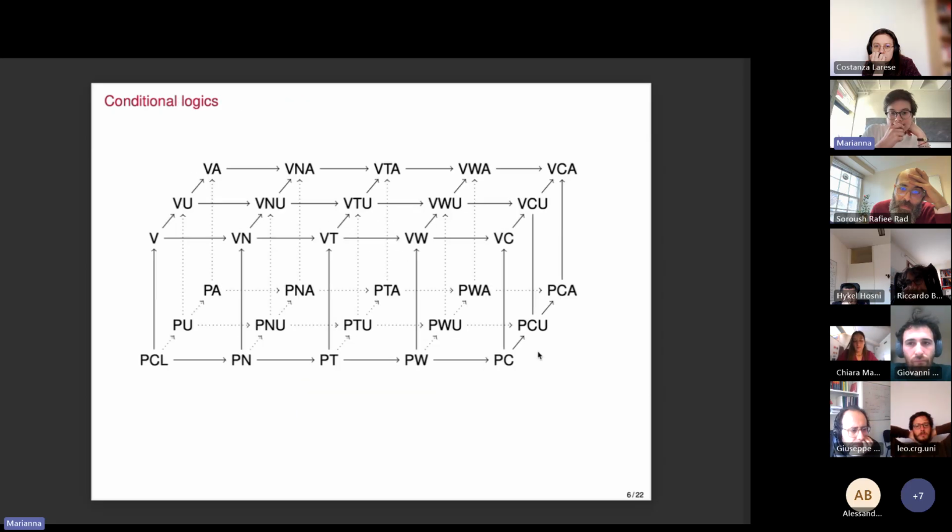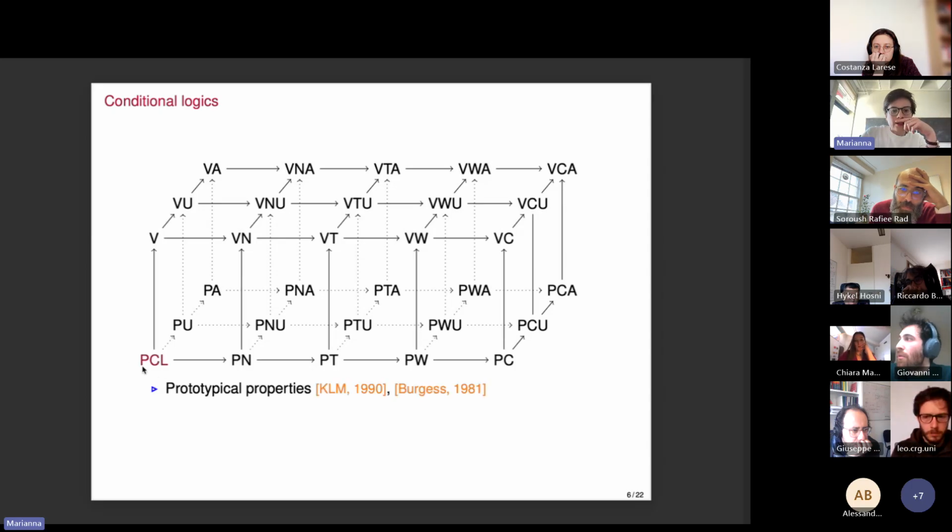So our logics. The way to read this picture is I just arrange the logics according to their strength. So PCL, for preferential conditional logic, is going to be the basic logic for this talk. And it's a logic discussed by Burgess.